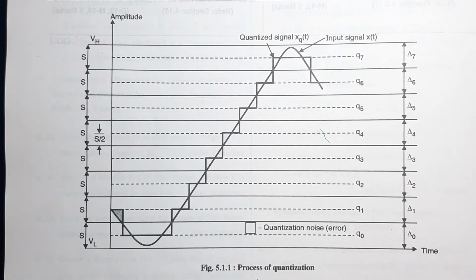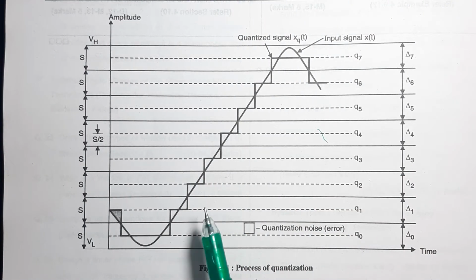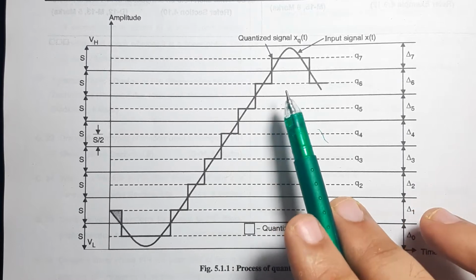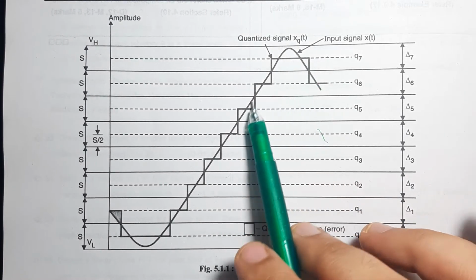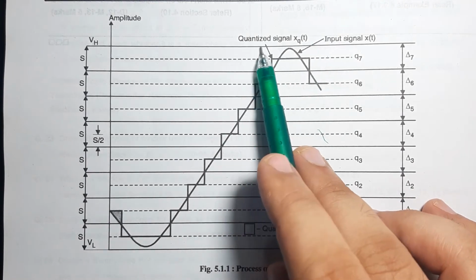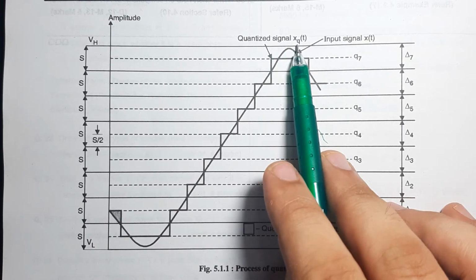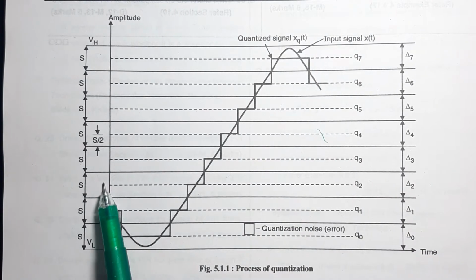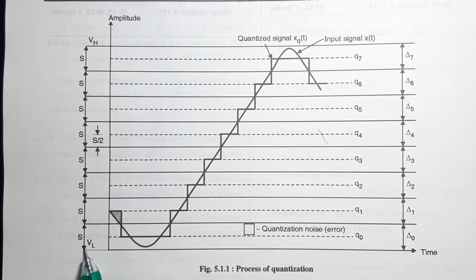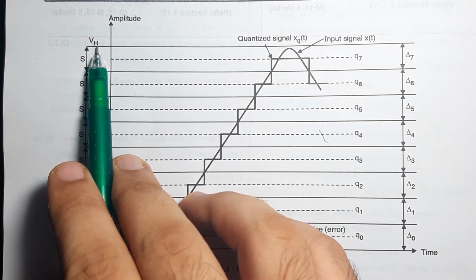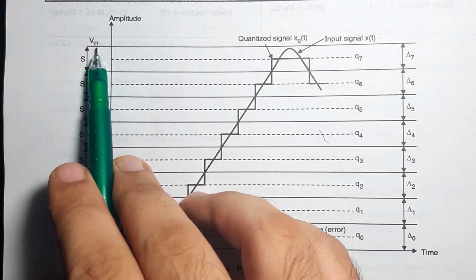Now let us begin with the actual definition of quantization. I would like my students to look at this graph carefully. The sine graph is known as the input signal, x of t, and the other one is the quantized signal, that is xq of t, where q stands for quantization. It is being divided into certain steps. The step size is given by s, the lowermost point of the signal is represented by VL, and the highermost point of the signal is represented by VH.